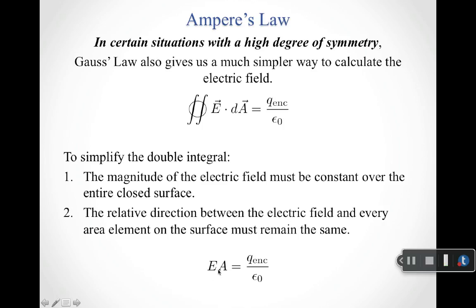So what are the two things that we have to have happen in order to simplify this integral? One is that the magnitude of the electric field must be constant over the entire closed surface, and two, the relative direction between the electric field and all your little area elements dA must remain the same over your entire Gaussian surface. So when those two things are met, then we have a relatively simple way to calculate what the magnitude of the electric field is.